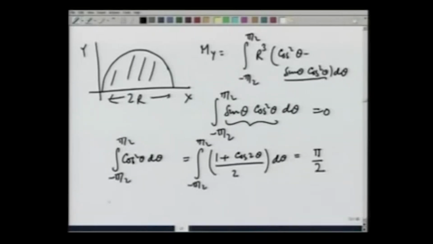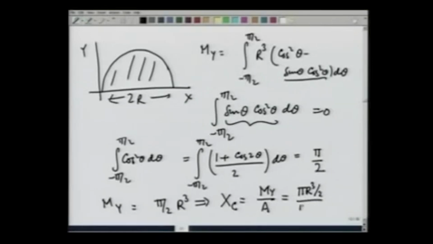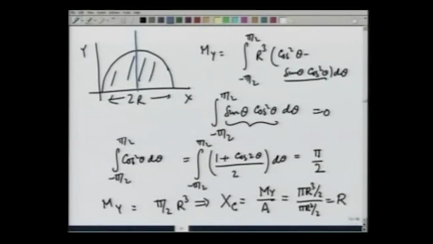And therefore, we get My is equal to pi over 2 times r cubed, and xc, which is My divided by the area, where the area is pi r squared by 2. So, pi r cubed divided by 2, divided by pi r squared by 2, equals r. So, as we noticed earlier, the x coordinate is on this axis. This is r.